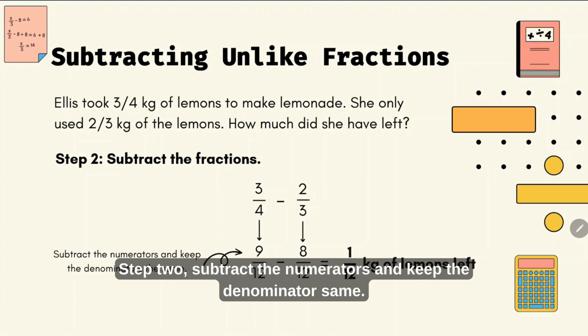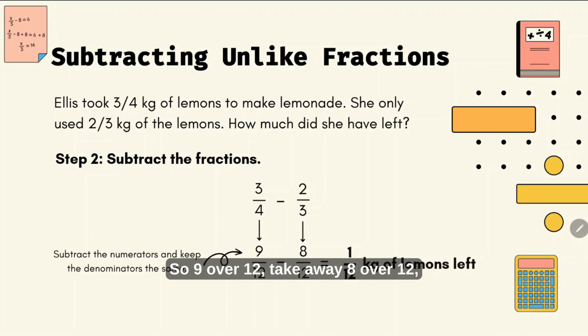Step 2. Subtract the numerators and keep the denominator the same. So 9/12 take away 8/12 leaves us with 1/12. Elise has 1/12 kilograms of lemons left.